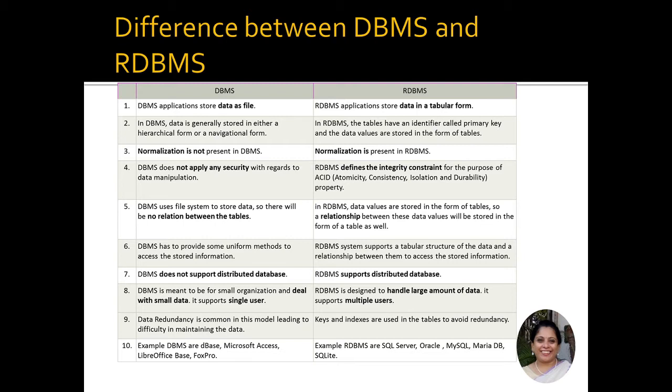Second, in DBMS, data is generally stored either in hierarchical form or a navigational form. So I have a hierarchy of the data. Whereas in RDBMS, the table has an identifier called a primary key, and the data are stored in the form of tables. For example, for the student table, your primary key becomes your roll number. Third, there is no normalization in DBMS, but in RDBMS you use the concept of normalization. Fourth, DBMS does not apply any security with regards to data manipulation.